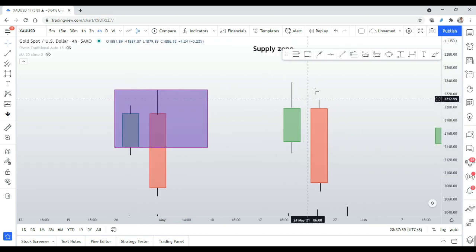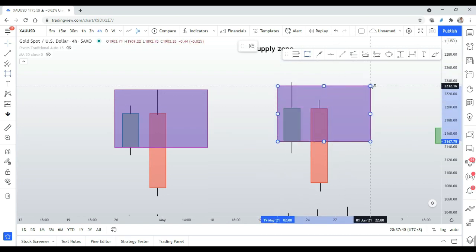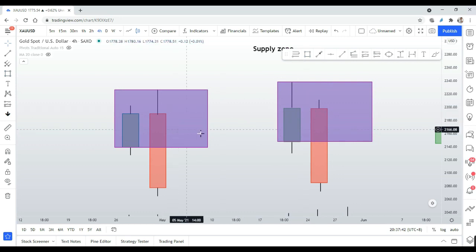So for the second pair, the zone will be from the open of the body towards the highest wick. It's the same, it's just that the highest wick is on a different candle. One is on the bullish candle, the other one is on the bearish candle. Of course, this is the most powerful one.